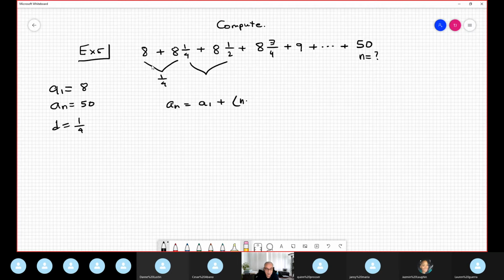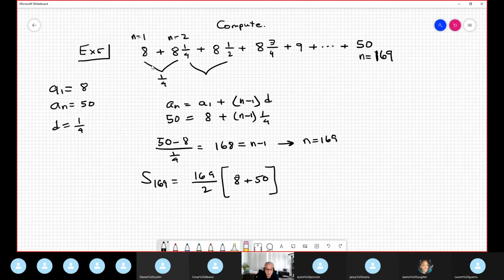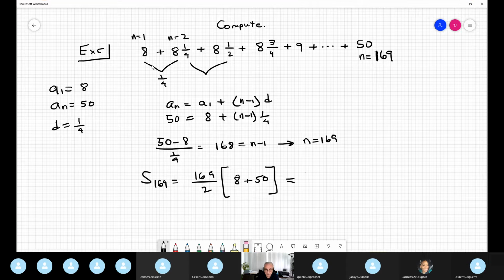This is my very important formula. a sub n is 50, a sub 1 is 8, and d is 1/4. Basically 50 minus 8 divided by 1/4, which is equivalent to multiplication by 4, is 168, equal to n minus 1. Therefore, n is 169. So this element is located in position 169. This is n equal 1, this is n equal 2, but this one is 169. Now the summation formula: S of 169 is equal to 169 divided by 2, bracket 8 plus 50. 58 multiplied by 169 divided by 2, the answer is 4,901.